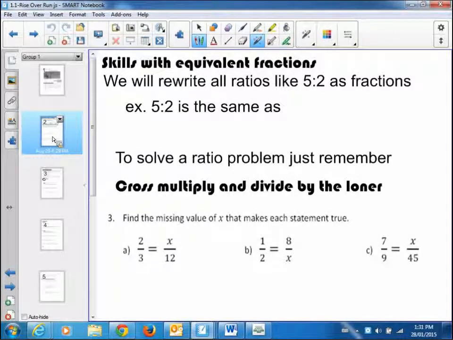We will rewrite all ratios like this as fractions. So what would I say if I say 5 to 2, that kind of ratio? I want you to write it down as this. That's why I'm getting you to write it down right now. If you see 5 dot dot 2, 5 colon 2, just say it's the same as a fraction, 5 out of 2. That's the way I'm going to represent my ratios.